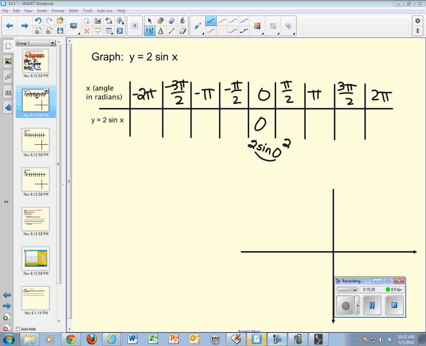Okay, we're going to do the same thing. Let's just go with our positives here. We're going to find pi over 2 on our unit circle. Put your finger on it. Find the y coordinate at pi over 2, and multiply it by 2. So the y coordinate there is 1, times 2 is 2. You keep going.